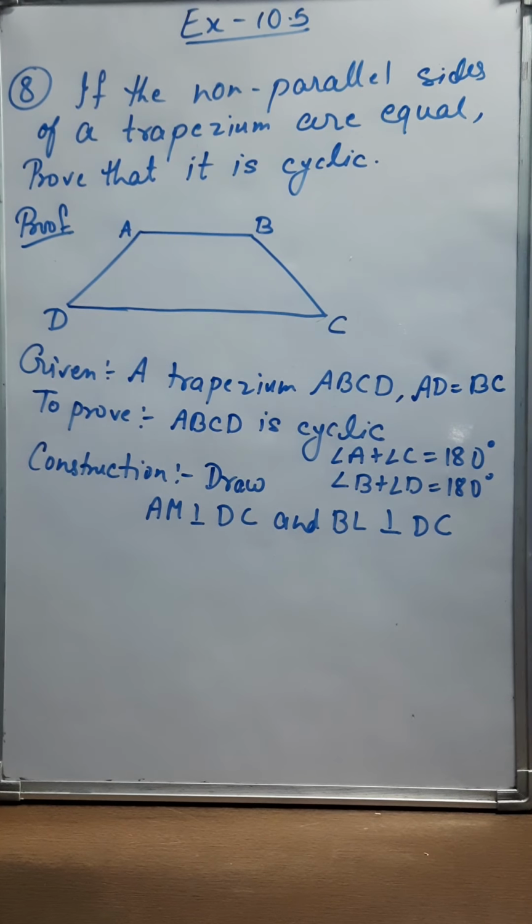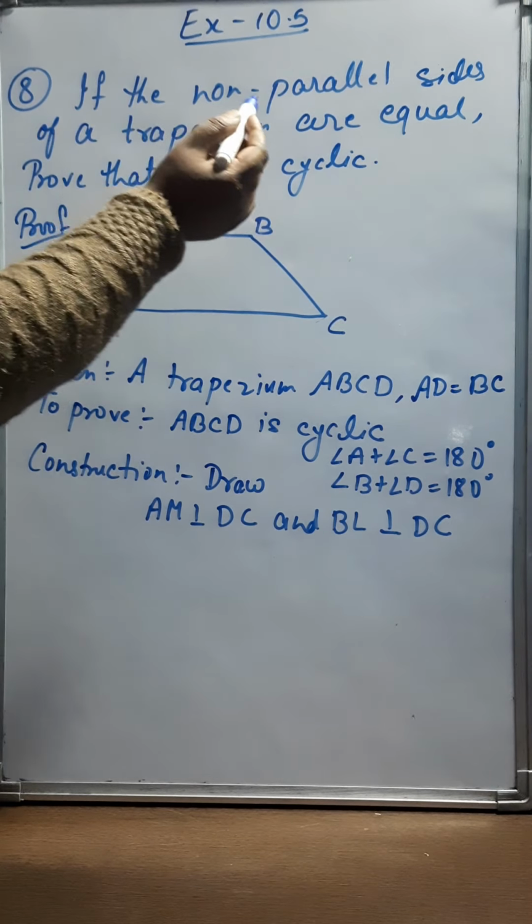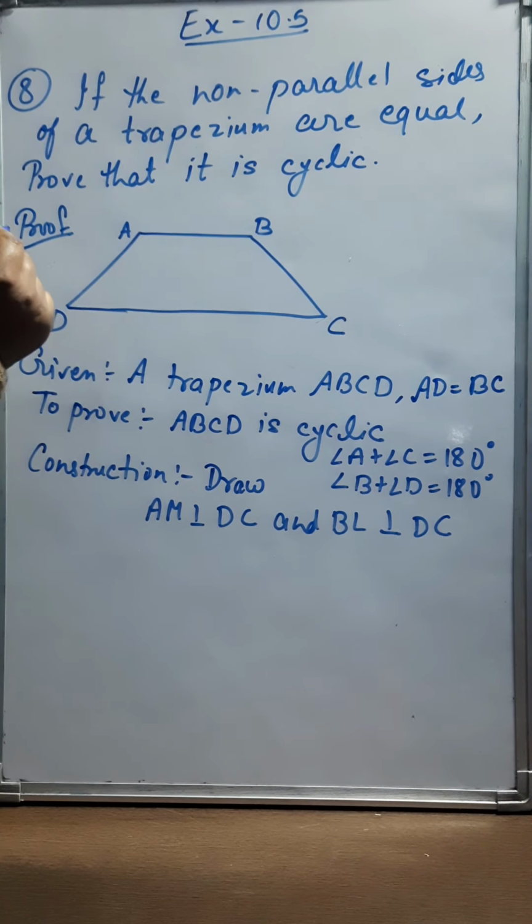Good morning students. Today I am going to upload the last video of circles, in which I have discussed exercise 10.5, questions number 8 to 12. Question number 8 says, if the non-parallel sides of a trapezium are equal, prove that it is a cyclic quadrilateral.